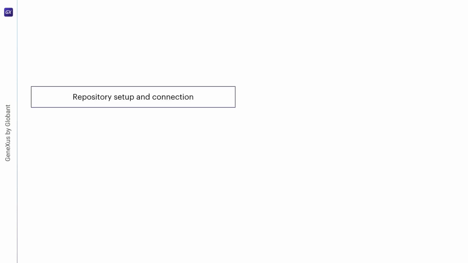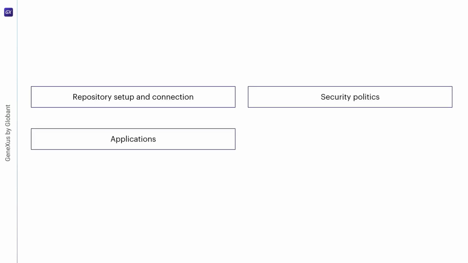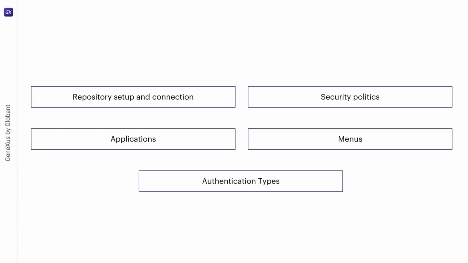In addition to the concepts mentioned so far, GAM also allows you to manage more options, such as the configuration and connection of the repository, its applications and security policies, menus, and the types of authentication available. First, let's see the repository.